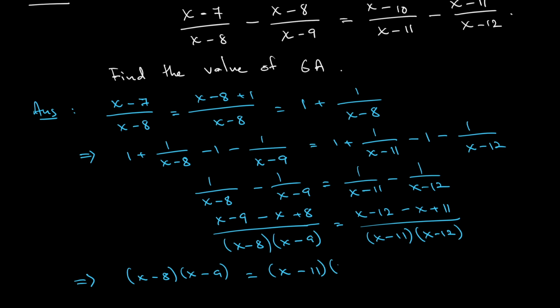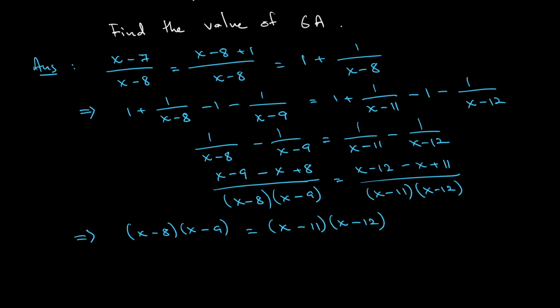Okay. Expand out on both sides. X squared minus 9x minus 8x, so that will be minus 17x. Negative multiplied by negative is plus, 8 times 9 will be 72. Same thing on the right hand side. X squared minus 12 minus 11, so that is minus 23x. Minus 11 multiplied by minus 12, so that is a plus 132.